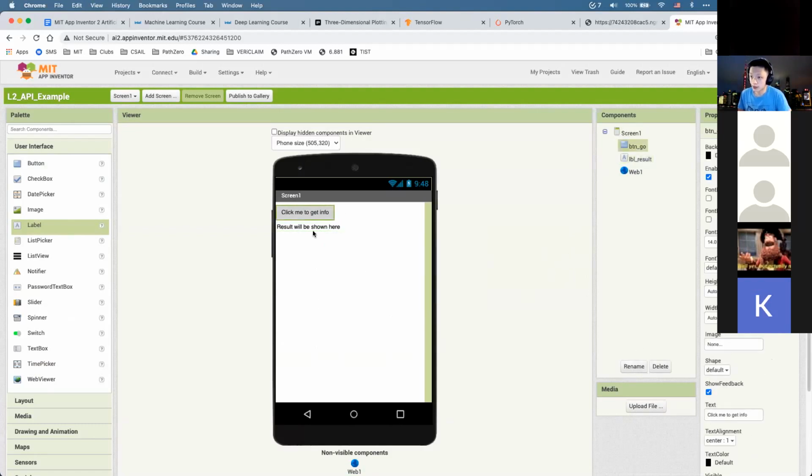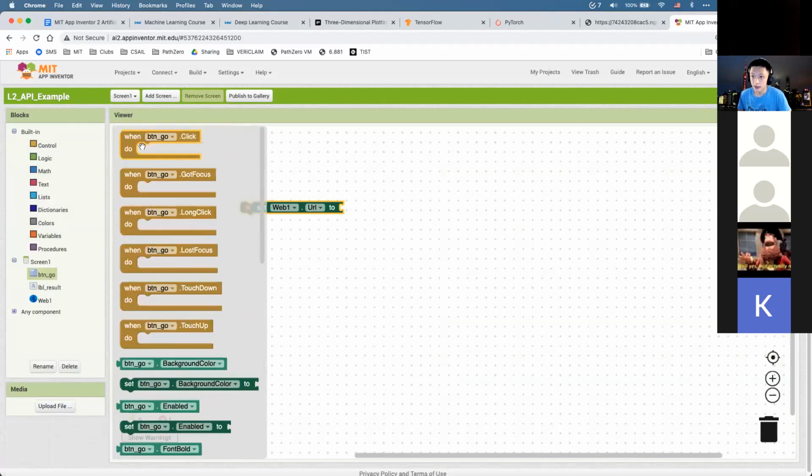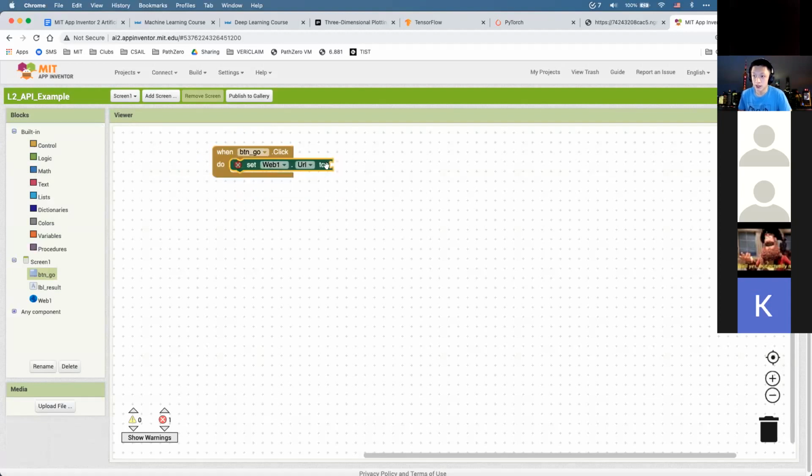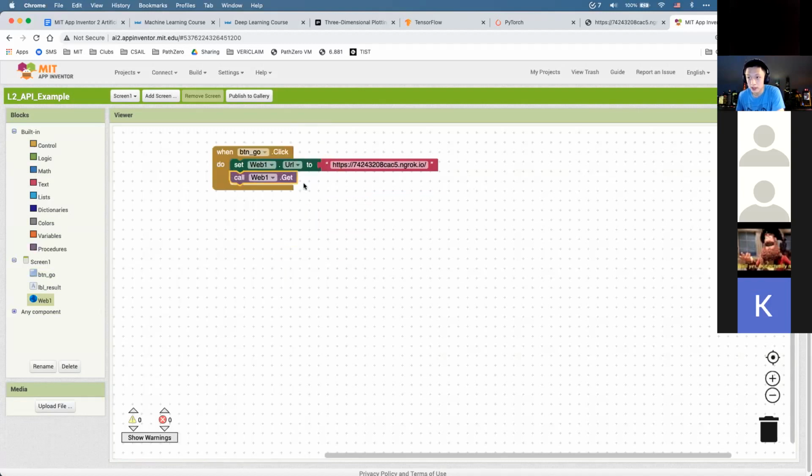All right, so you got this button, you got this label, and you want to go to the button and be like, when button is clicked, we want to set the URL. And so then go ahead and copy the link that I set in the Zoom chat into here, which is going to look like this. And then the next thing that you want to do is you're going to want to post, or actually just call get. Get is the right term here. Basically what you're saying is when you go to this URL and you call get, you're asking for information. You're asking it for whatever it's got to offer.